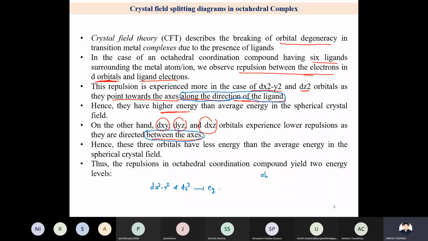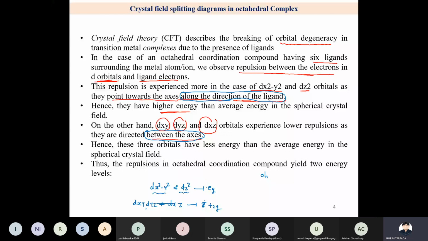And the other three orbitals, that is dxy, dyz and dxz, experience lower repulsion. So this set of orbitals is called T2G. It is called triply degenerate, and the EG set is called doubly degenerate. In this way, the 5 d orbitals get split into two sets.